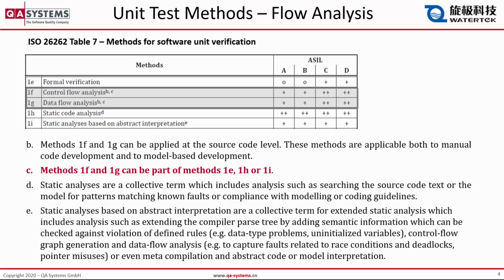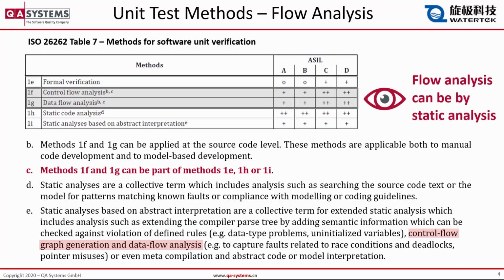It's clear here that the methods 1F and 1G for control flow analysis and data flow analysis can be part of the methods 1E, formal verification, 1H or 1I, static code analysis and static analysis based on abstract interpretation. The guidance is clear that the latter can be used for control flow graph generation and data flow analysis. So, flow analysis can be undertaken by static analysis.